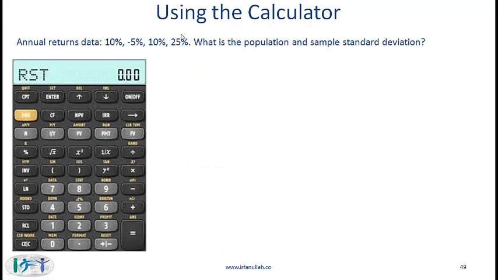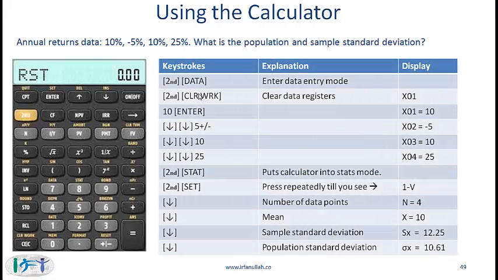Now let's look at the use of the calculator. Take the same return data and we need to find the population and sample standard deviation. Here are the keystrokes. Second, data to enter into data entry mode. So second, and then data, which is right here. Then you need to type second clear work. This will clear all the data registers. Then you put in 10, that's this number right here, and enter. That sets your first data point to 10.